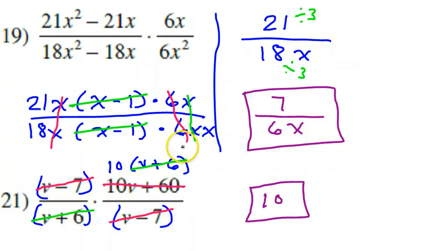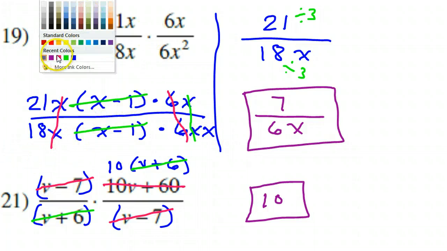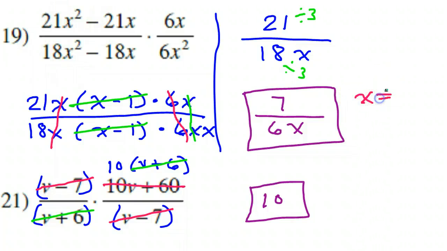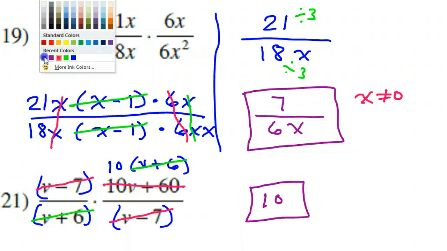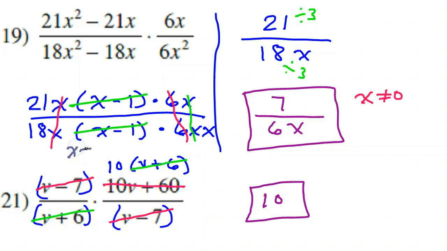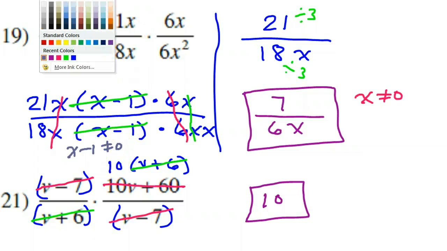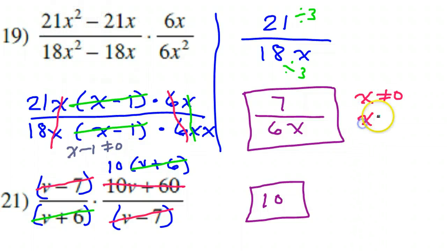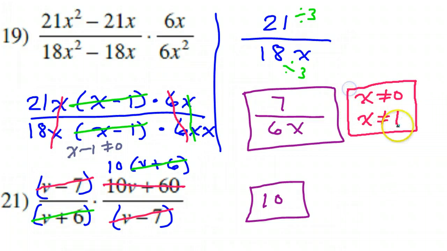Of course we have some restrictions. From these plain factors of x, we know that x cannot equal 0. So let's put that down. But also because of the x minus 1, we know that x minus 1 cannot equal 0. And adding 1 to both sides, that tells us that x cannot equal positive 1. Because if x were positive 1, then I'd have 1 minus 1, and that would make 0. Can't have that.